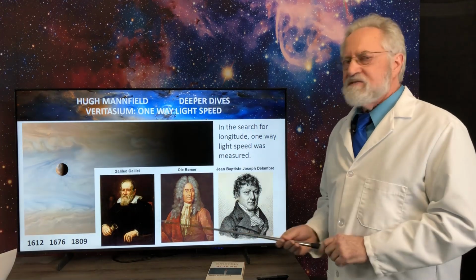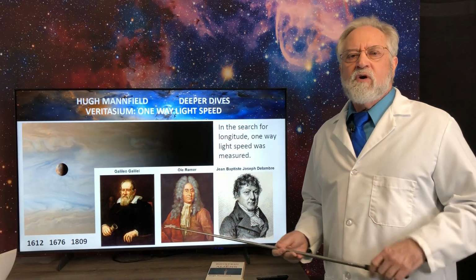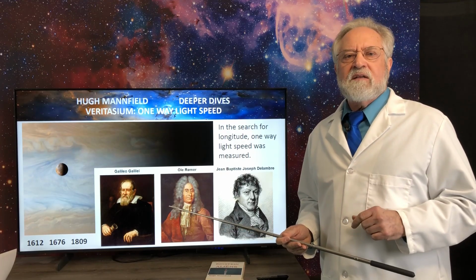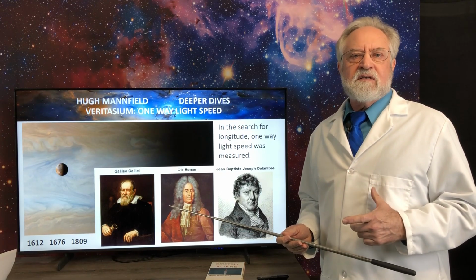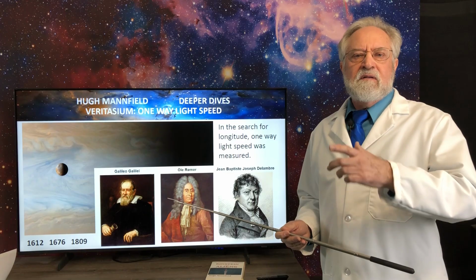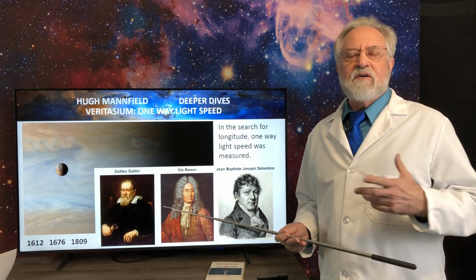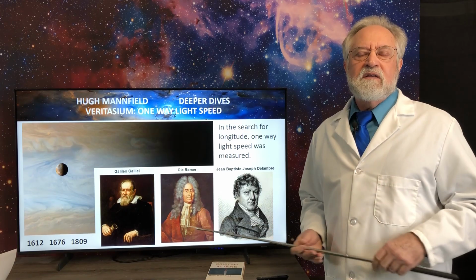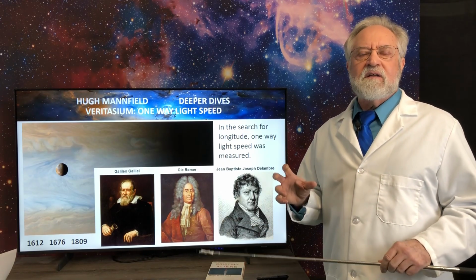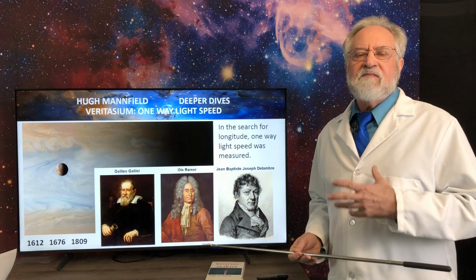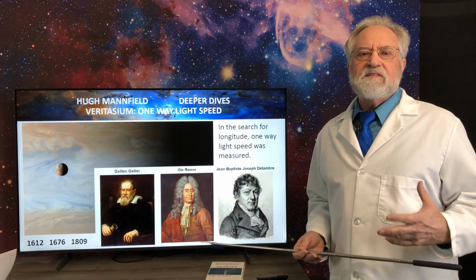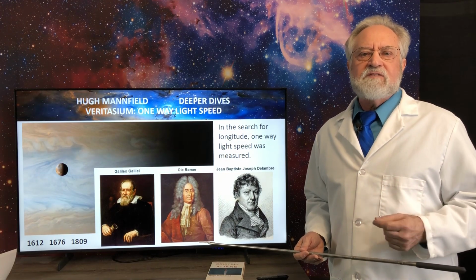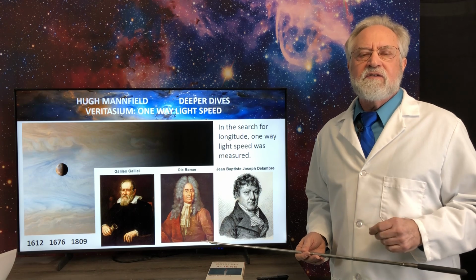But Delambre was able to calculate that over 1 AU, it would take light about 8 minutes and 20 seconds to travel that distance. And our current number for that is 8 minutes and 16 seconds. So he did a great job of narrowing in on the speed of light. And in fact, having this value enabled the design and construction of measurement devices for use here on the Earth.